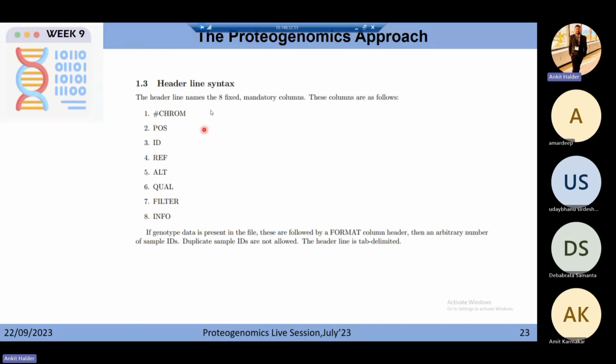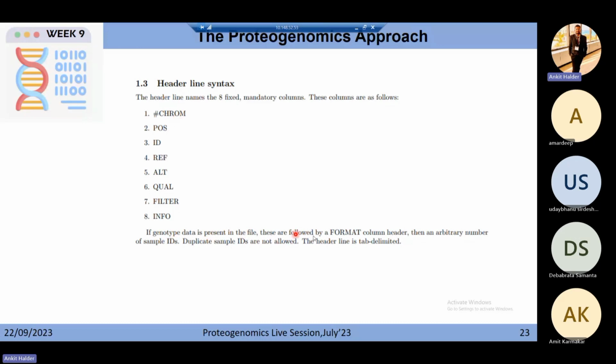This is very important. It is important that in the header line, the 8 fixed mandatory columns should be there. The columns should be #CHROM, POS, ID, REF, ALT, QUAL, FILTER, INFO. Without these 8 mandatory columns, you cannot move forward. This is quite important. Without this, we cannot move forward.